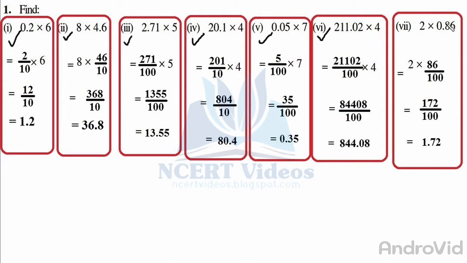2 into as it is, writing the number 86, decimal with 1, number of digits 1, 2, therefore 2 zeros. Now 6 2s are 12, 1 is carry, 8 2s are 16 plus 1 is 17. So 172 over 100, writing the number as it is, 172, counting the number of zeros, 2, therefore 1, 2. This is your question first.